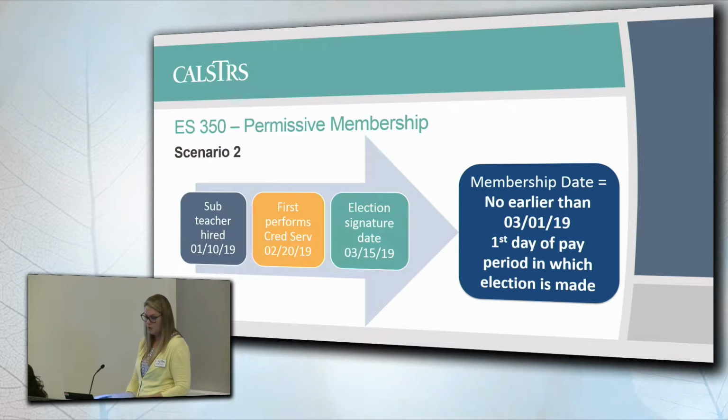So again, we're not looking at when they perform service. The dates that we're really looking at are the signature date of the election and then their hire date. So if you go back from the signature date to the first of the month in which they make that election, and they were already considered hired, you're good to go.